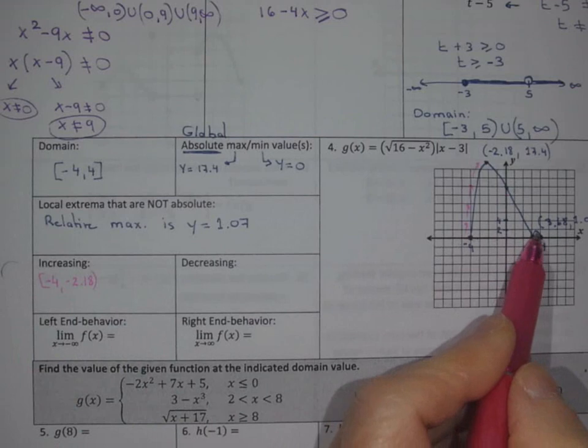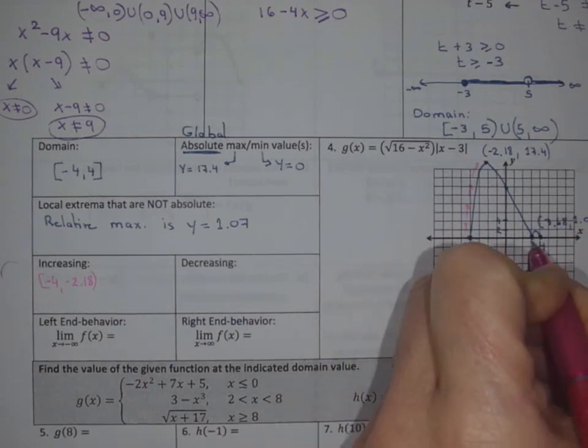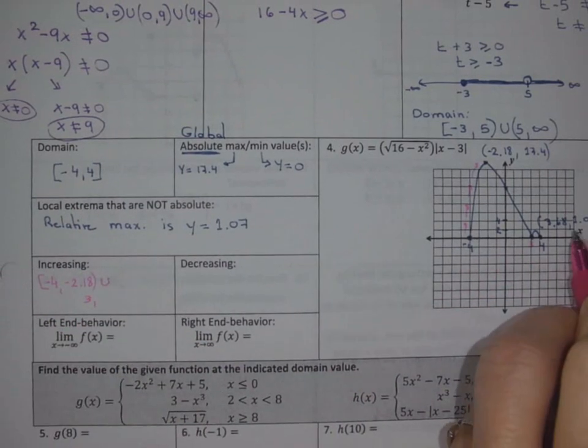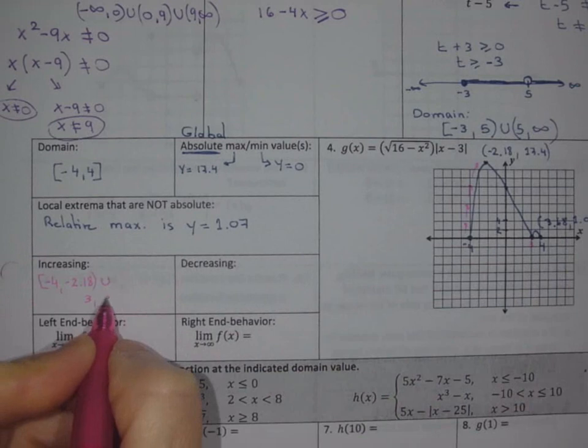And is it increasing somewhere else? Yeah, from here to that relative max, right? So this is 3 right there. So again, from 3 to 3.68.